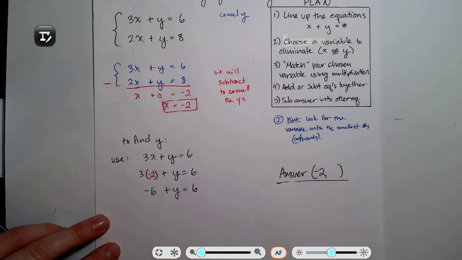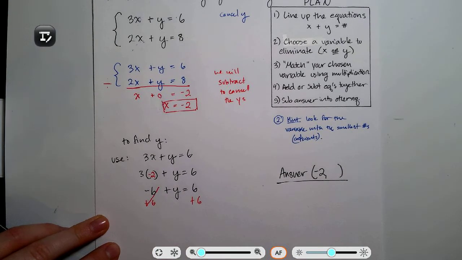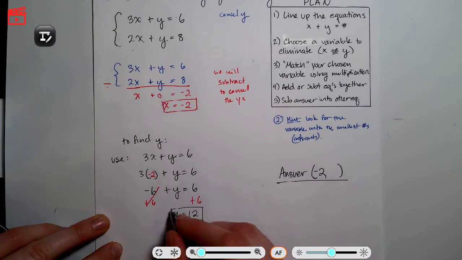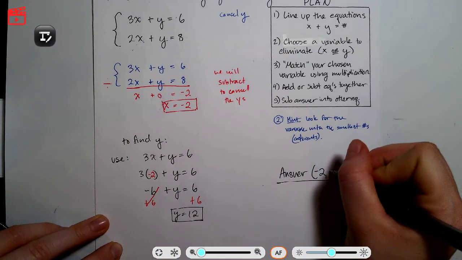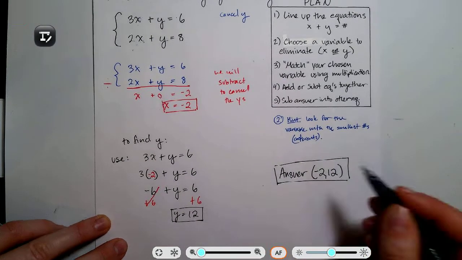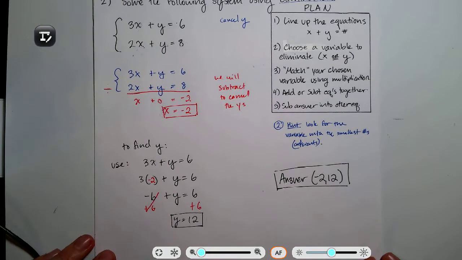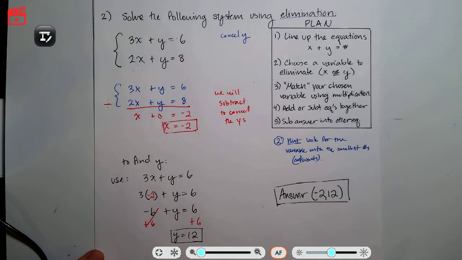That'll be negative 6 plus y equals 6. Solving for y, let's add the 6 to that side. So then y equals 12. All right, remember our answer needs to be a coordinate pair. So our answer is negative 2, 12. That is where the two lines intersect. Okay, so the elimination method, I think it's rather nice. Straightforward. I like it better than graphing.